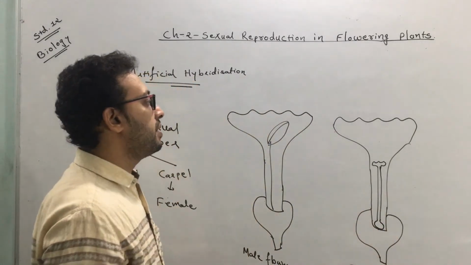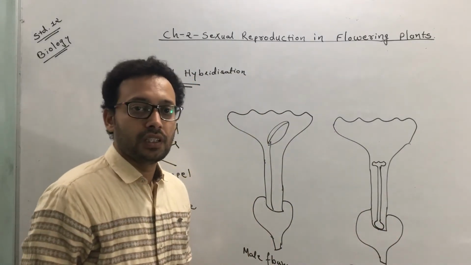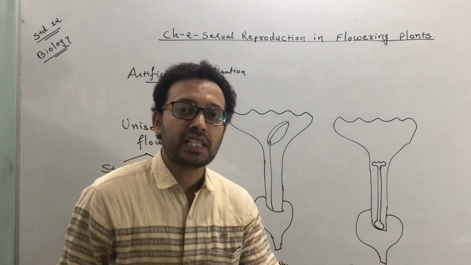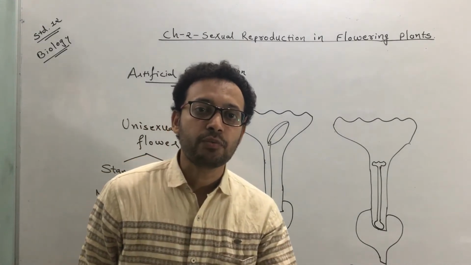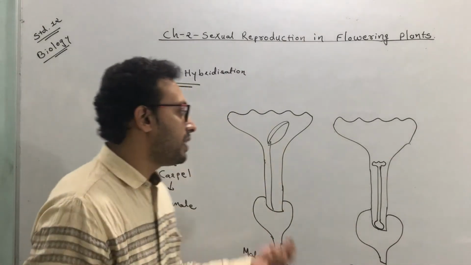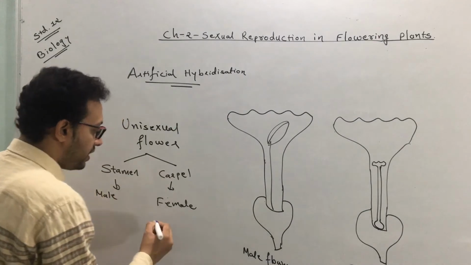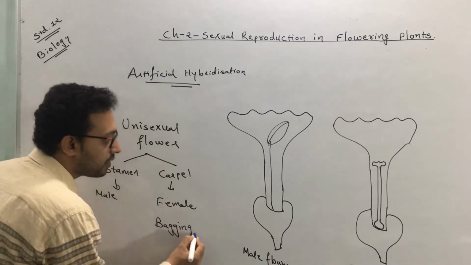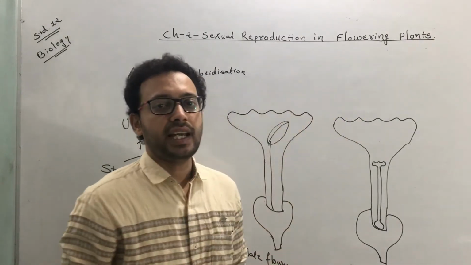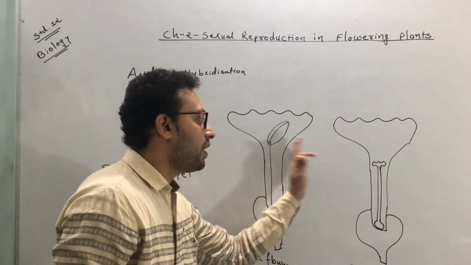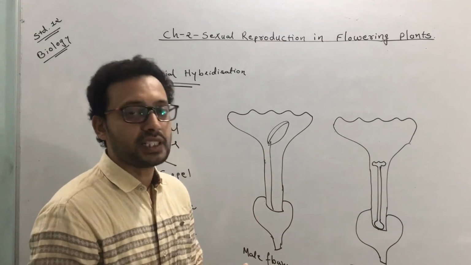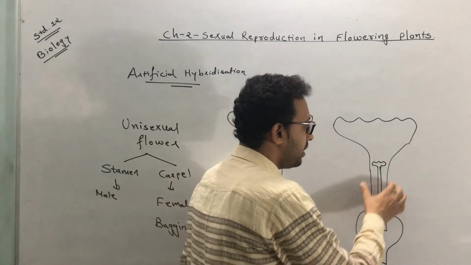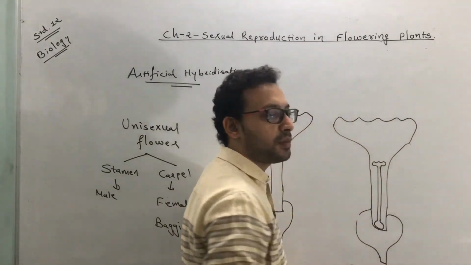Now here the male and female flowers are different, so we don't have to perform both techniques as we performed in the bisexual flower. In a bisexual flower we performed two techniques, emasculation and bagging. But in a unisexual flower you just have to perform a technique called bagging. There is no need to remove the anther because the male flower is one and the female flower is a different one. There is no chance of self-pollination. So here we just cover it with the help of butter paper.